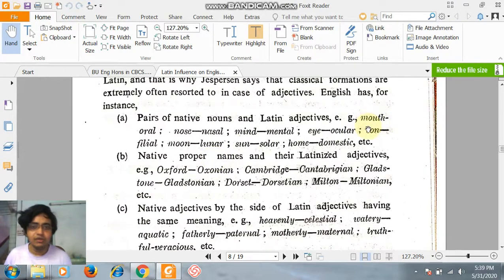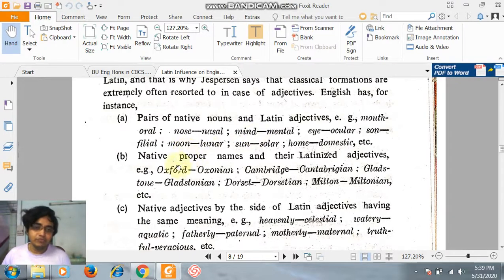mouth. Mouth is basically a noun, adjective, oral. Nose, noun, nasal. Mind, mental. Eye, ocular. It's a Latin adjective. Son, filial. Moon, lunar. Sun, solar. Home, domestic. Domestic is a Latin word.